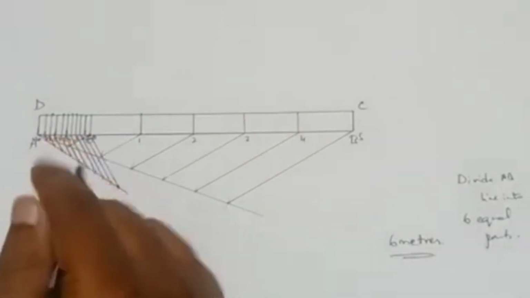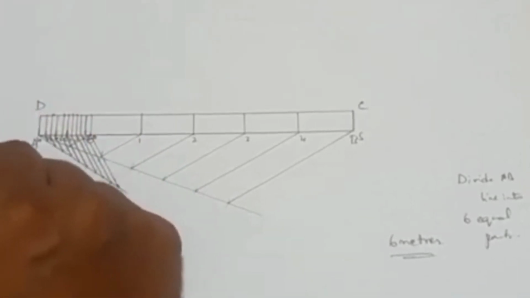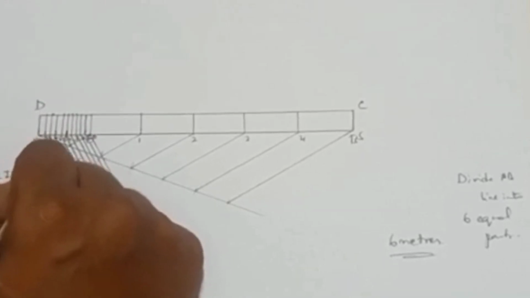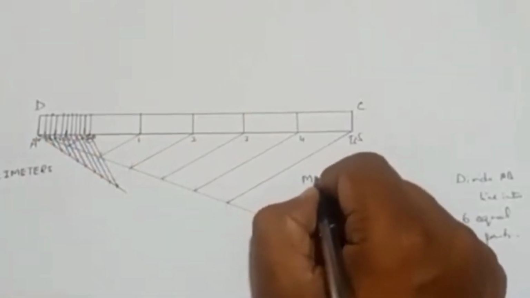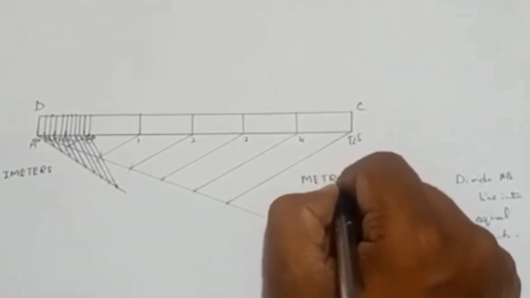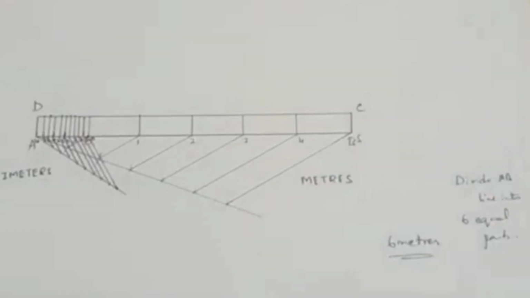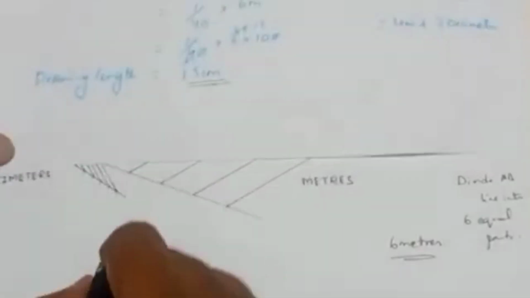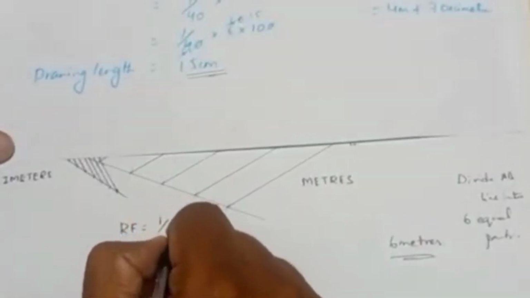Now we have to show the dimensions here. So this is decimeter scale. So I'll be writing the same thing. Decimeter. 1 meter is equal to 10 decimeter. Okay. So since this is meters, I'll be mentioning the same. Okay. So now I'll be writing the representative factor 1 by 40.